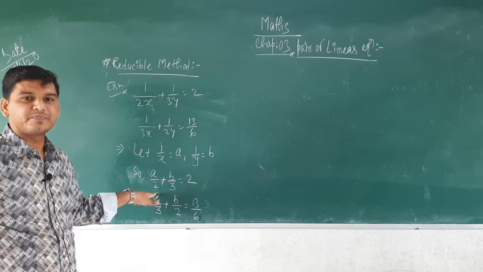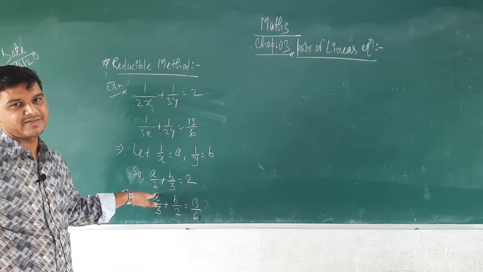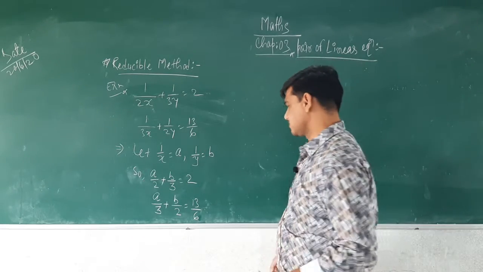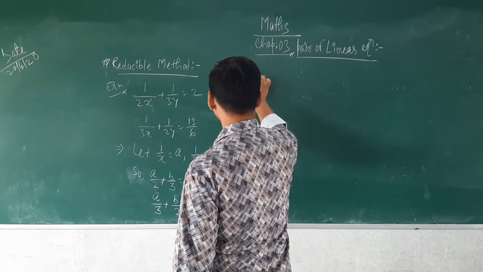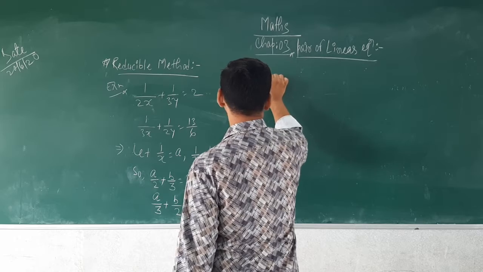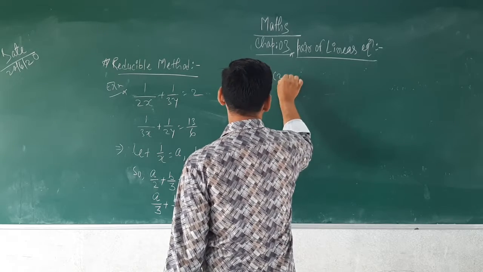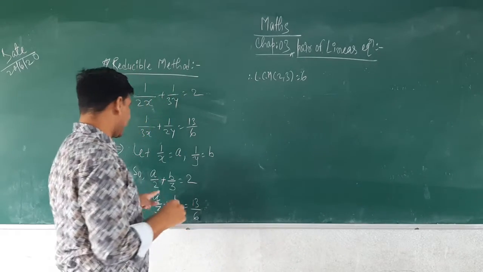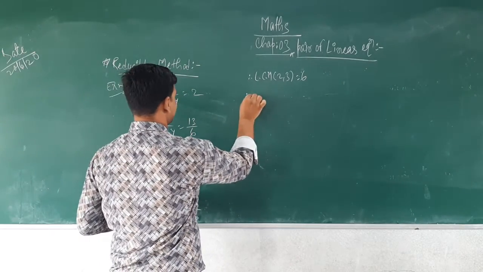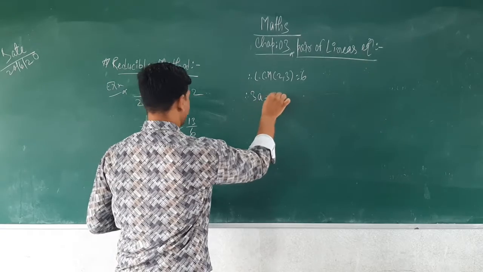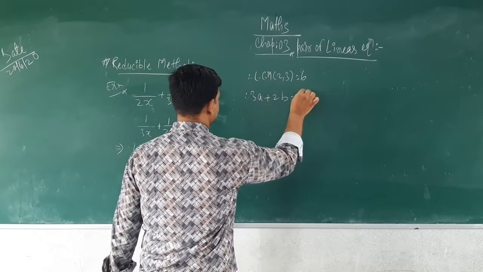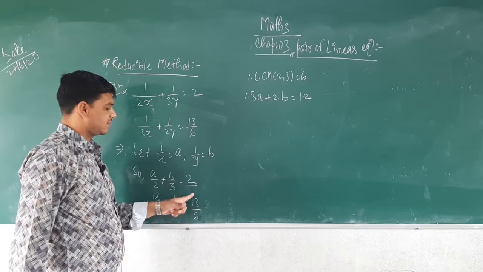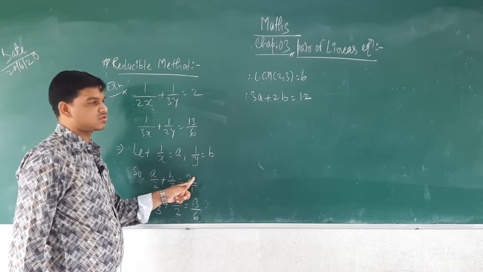So 2 and 3 are the denominators that we have to remove by taking the LCM. The LCM of 2 and 3 will be 6. So, balancing this equation, that will be 3a + 2b = 6 × 2 = 12, because the denominator here is 1. So 3 and 2 multiply by 6, 6 ones are 6, then the numerator 6 × 2 is 12.